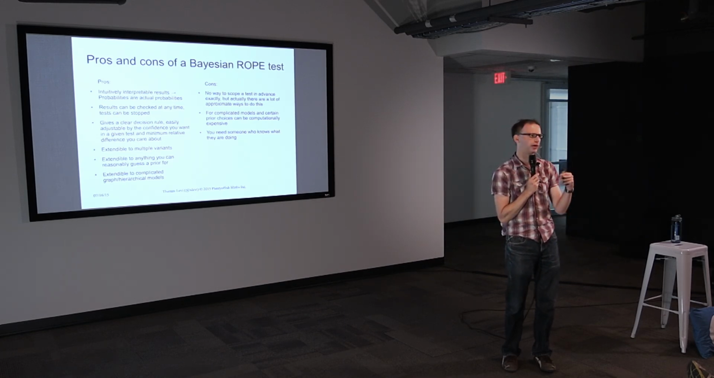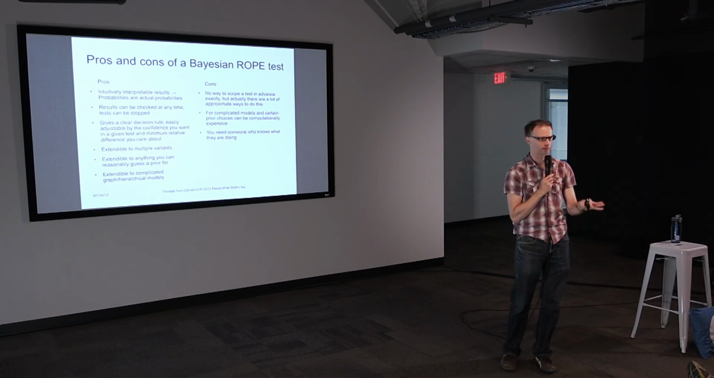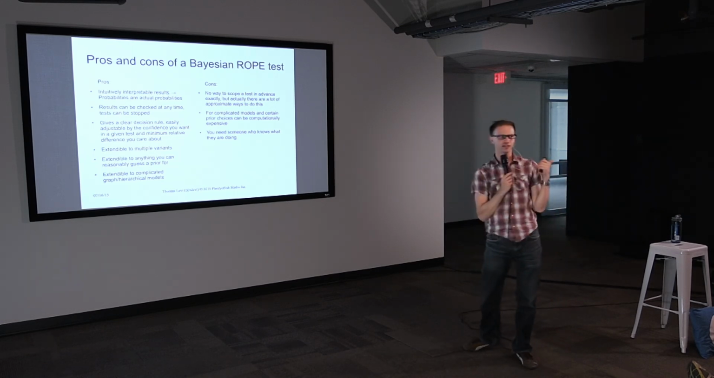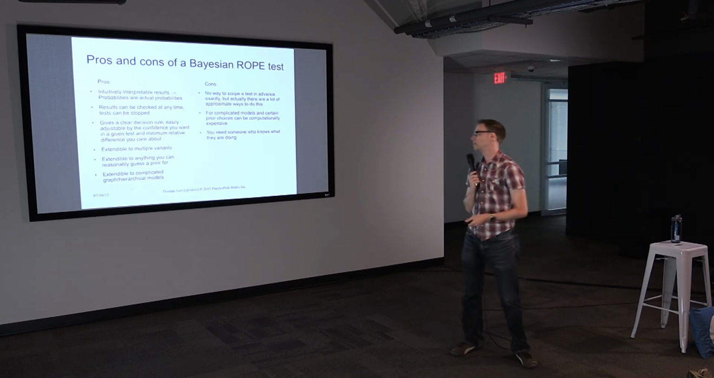So you can say, I care about this minimum change. I care about this confidence level. You can slide all those around. The decision rule adapts to it perfectly. You can run this on any number of variants you want. Extending it to more variants, you do have to solve the multiple testing problem, but you can totally do it.